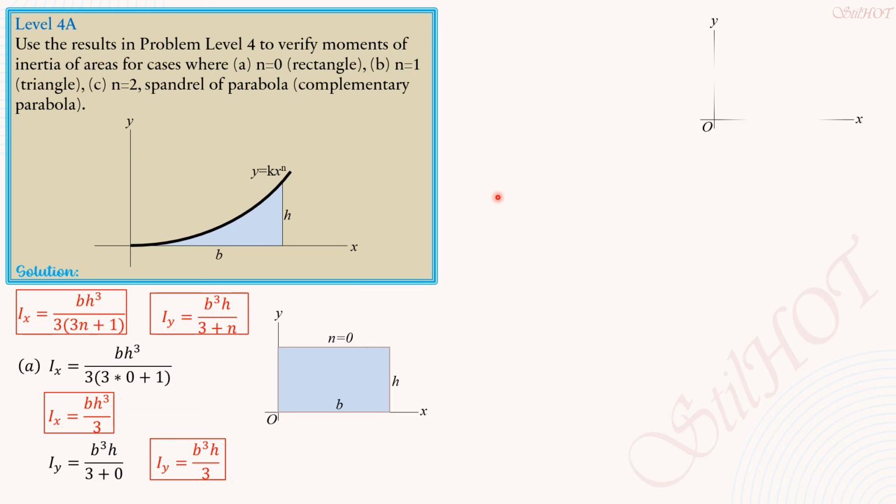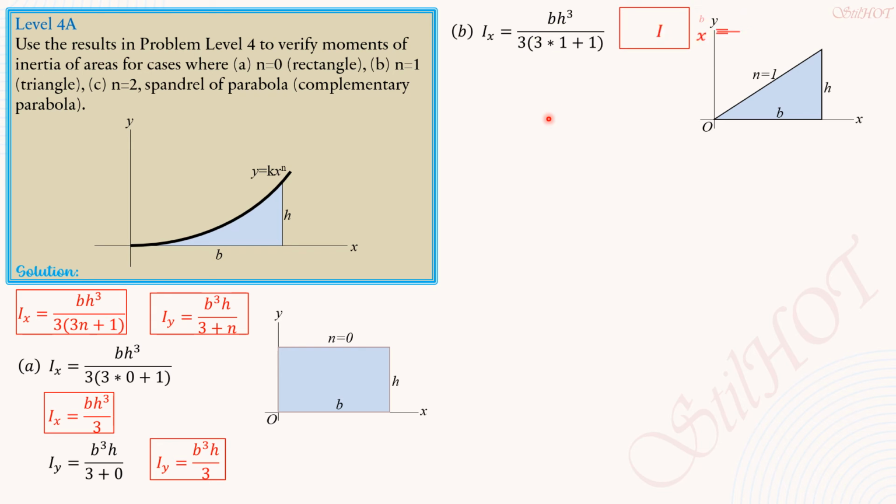Then for triangle, so that's the orientation. So substitute here, Ix is bh cubed over 3, quantity 3 times 1 plus 1. And I hope that you can memorize or remember the moment of inertia of a triangle with respect to the base, even if it is below the x-axis, even if the triangle is oriented in this manner, it is bh cubed over 12. 3 times 1 plus 1 is 4 times 3, 12, so bh cubed over 12.